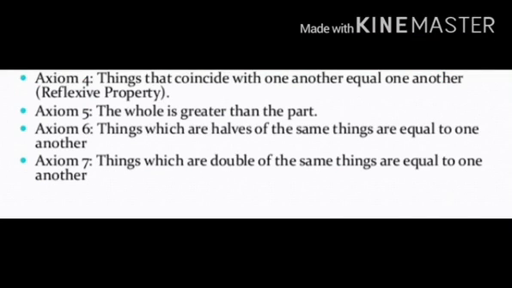Axiom 4: Things that coincide with one another equal one another. Reflexive property. Axiom 5: The whole is greater than the part. Axiom 6: Things which are halves of the same thing are equal to one another. And the last, seventh axiom: Things which are double of the same thing are equal to one another. Coincide means basically the figures overlap, or congruent figures.